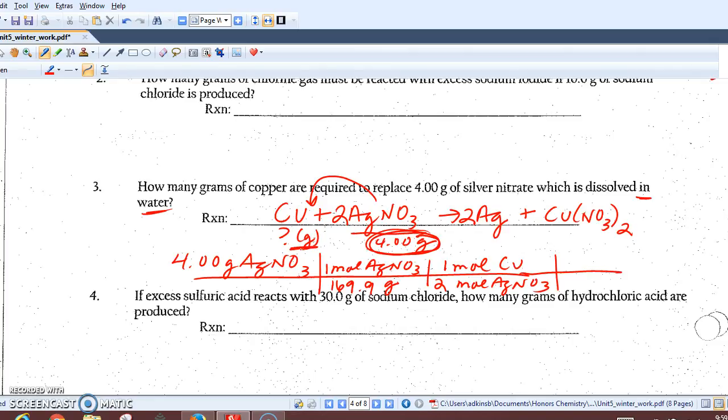They want grams of Cu. So moles of Cu is going to go down, grams is going to go up. And the true statement there, there's 63.5 grams of copper in 1 mole of copper. So the final answer on that one comes out to 0.747 grams of Cu.